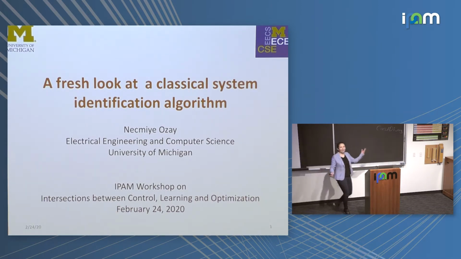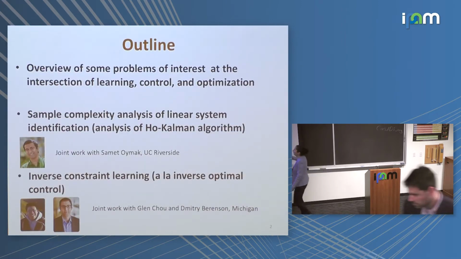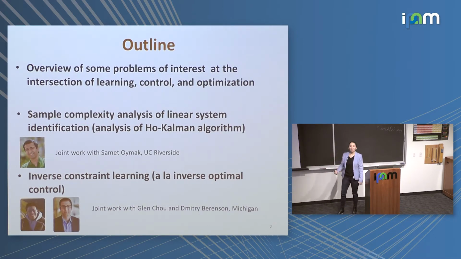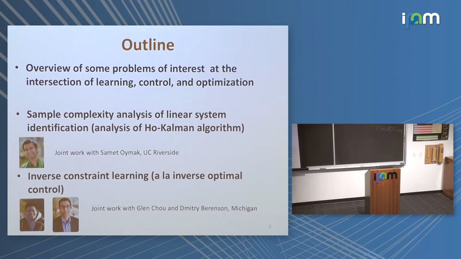So I debated a lot what to talk about, because I have been doing a couple of things in this domain, and I decided to talk about two different things. It's kind of totally different. I will focus on this one first, which is a sample complexity analysis for a traditional linear system identification method called Ho-Kalman. And I saw there were lots of roboticists in the schedule.